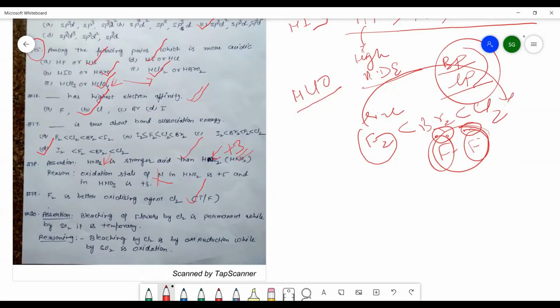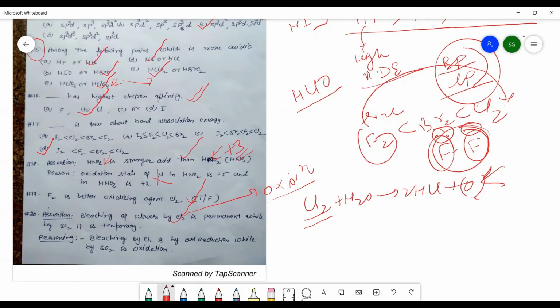Now the last question for this assessment 6: the assertion is that bleaching of flour by Cl2 is permanent while by SO2 is temporary. Yes, the assertion is true. What is the reason? The bleaching action of Cl2 is because of oxidation. You should remember this: when Cl2 reacts with water, it results in the formation of 2HCl and oxygen. This oxygen is responsible for the bleaching action. So the bleaching action of Cl2 is because of oxygen, meaning oxidation. And the bleaching action of SO2 is because of reduction.